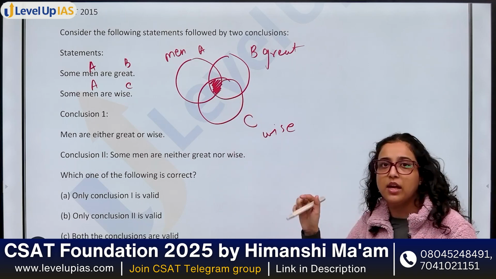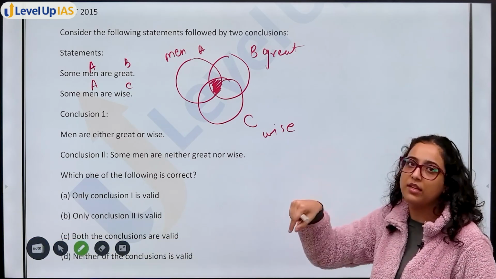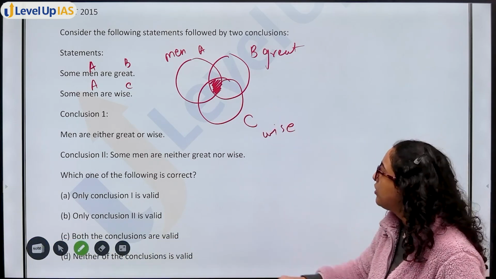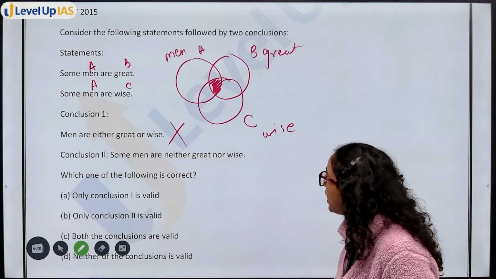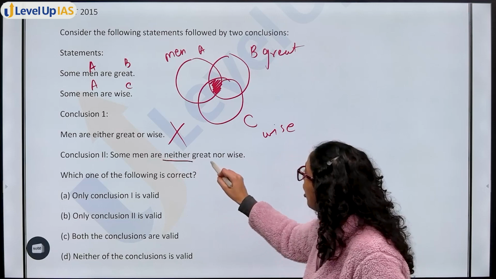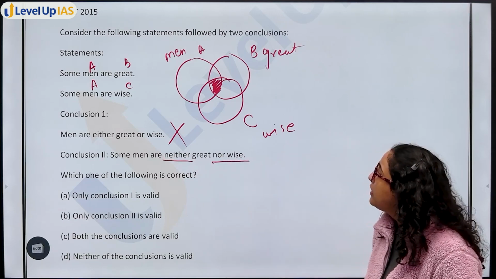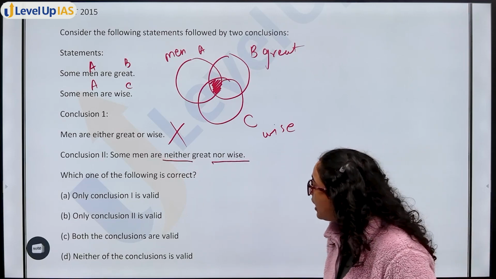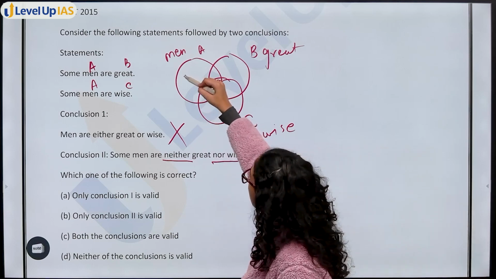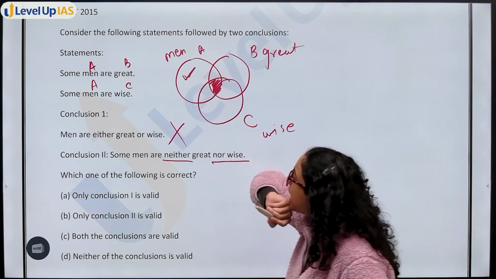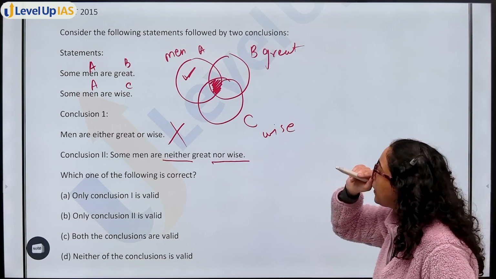here men are great as well as wise, you can get this. So conclusion 1 does not follow. Conclusion 2, some men are neither great nor wise. Now this statement says कि कुछ men ऐसे हैं, they are neither great nor wise, that means they are talking about these men, ठीक है। So we have to see whether this is true or not.